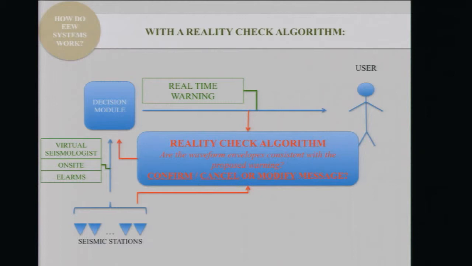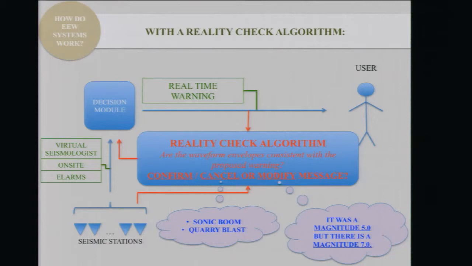In this diagram, we see our role in the current early warning system. Seismic stations send data to a decision module through three different algorithms, namely virtual seismologist, on-site, and alarms. And then a prediction is made and a message sent to the users. We take that prediction message, and with further incoming data from stations, we can either confirm, cancel, or modify the current message. The ideal case is, of course, confirming, but we might have to cancel or modify the message depending on the conditions I'll show in subsequent slides.